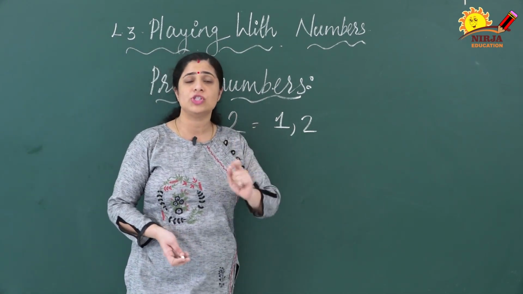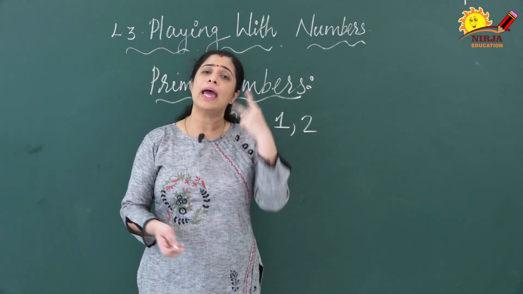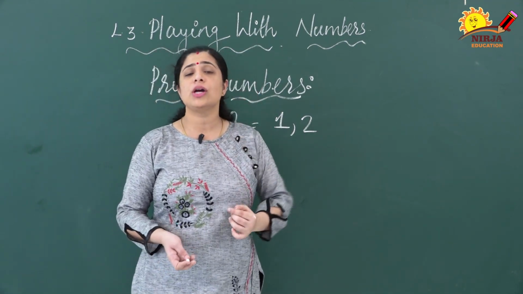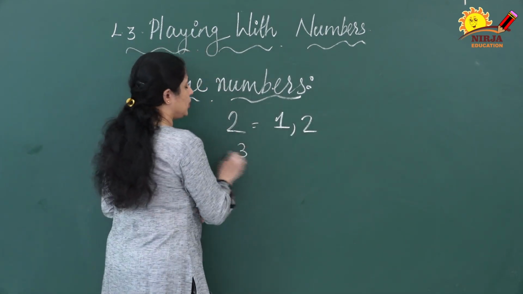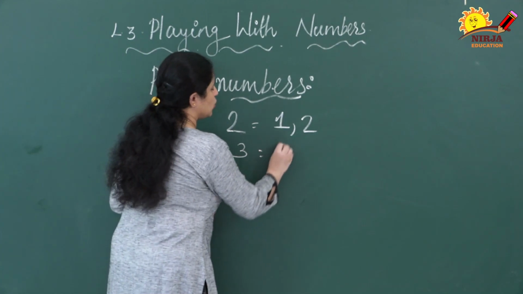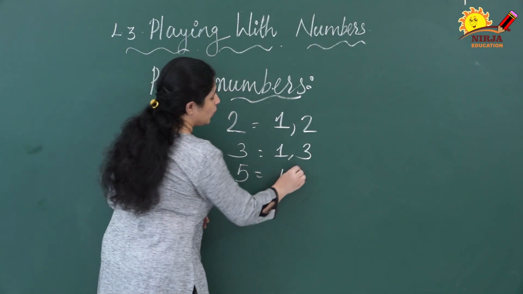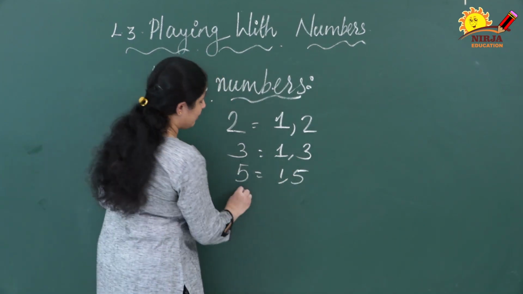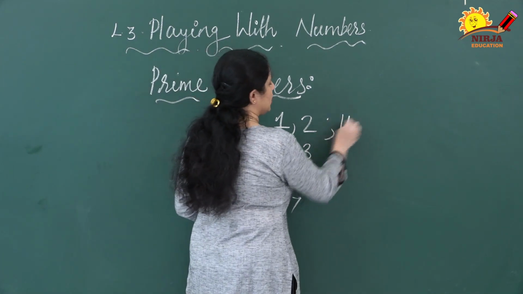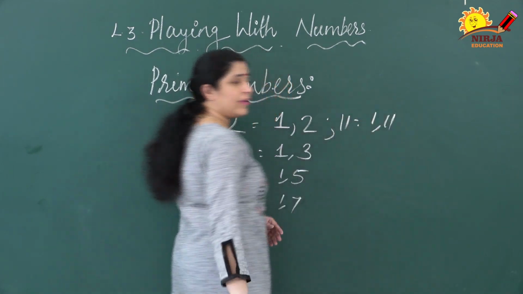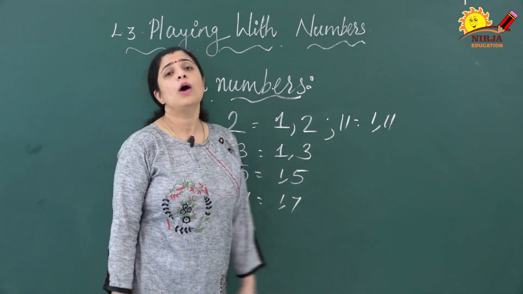Numbers which have only 2 factors, 1 and the number itself, are known as prime numbers. Another example, 3. It also has only 2 factors. Suppose 5: 1 and 5. Take 7: 1 and 7. If you take 11: 1 and 11. It goes on like this. So all these numbers are prime numbers.